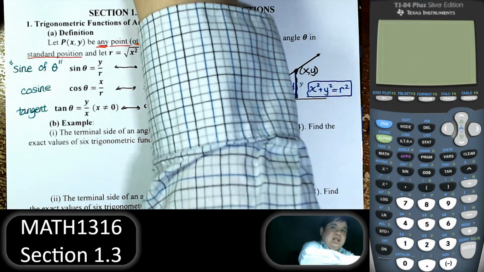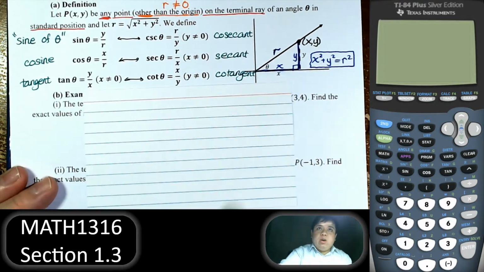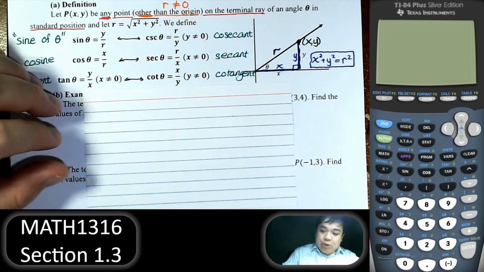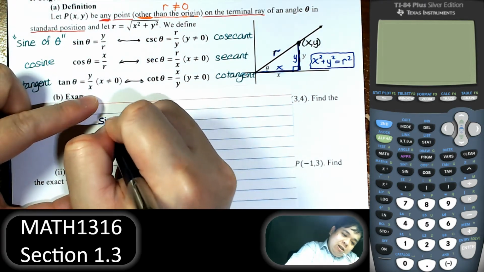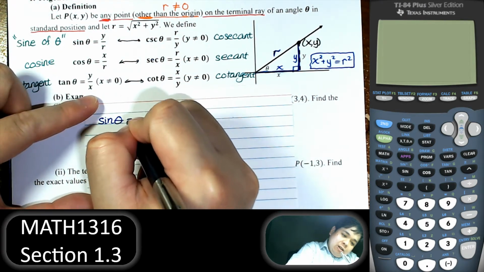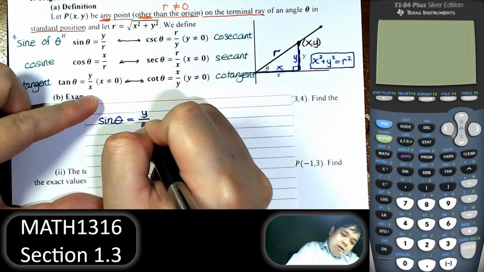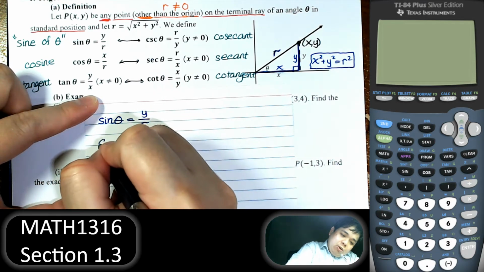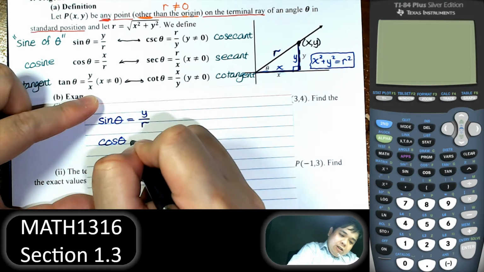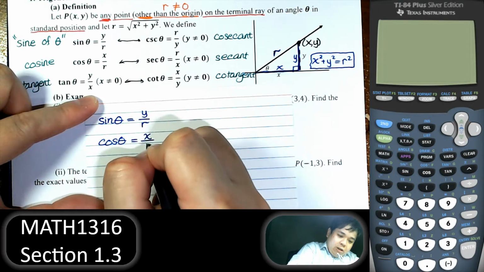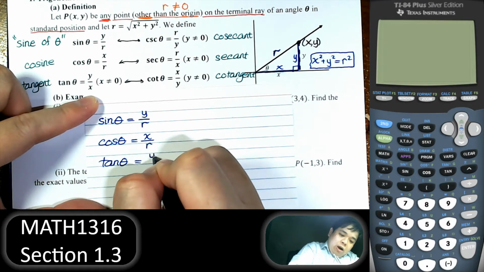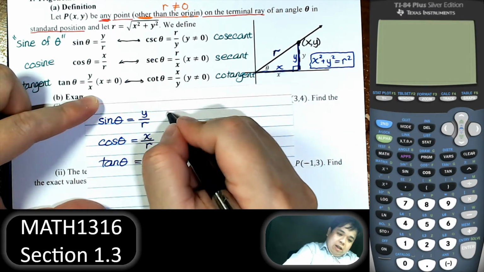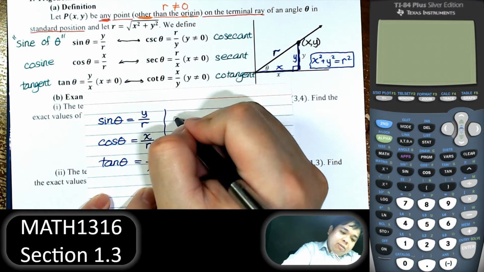So I'm going to write this on the 3x4 note card, so I might refer to this many times later. Sine is y over r, cosine is x over r, tangent is y over x, and then the reciprocals of those.